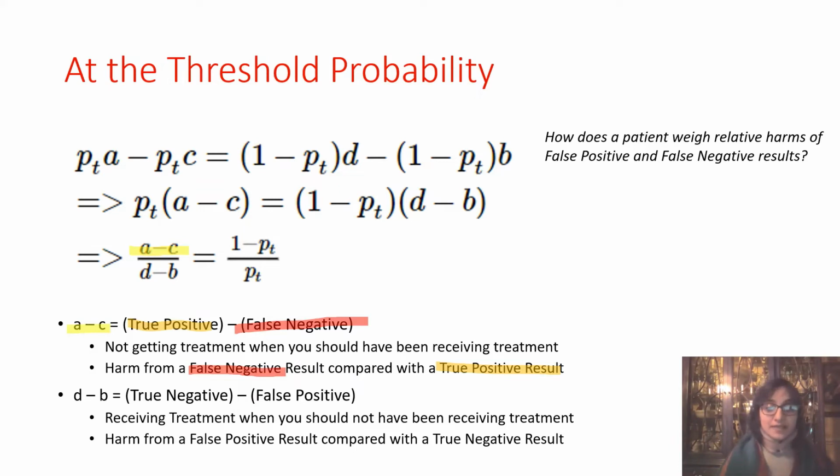Similarly, if we look at the denominator here, it's D minus B, which is a true negative minus the false positive. What that is saying is, what is the consequence of receiving treatment when you should not have been receiving treatment? So what is the harm from a false positive result, receiving treatment when you shouldn't have been, compared with a true negative result? That's what we find about the threshold probability. That's what we can capture here: how you weigh the false positive versus the false negative results.